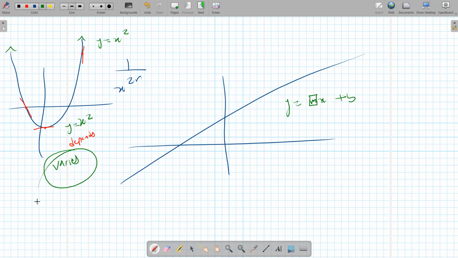Why are we talking about this? Because there's another concept which we haven't really done, which is the idea of the area that's underneath the curve. You see, for a linear function, it's simple.